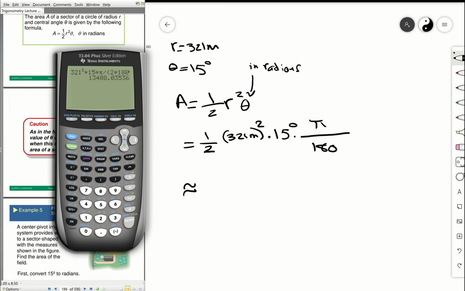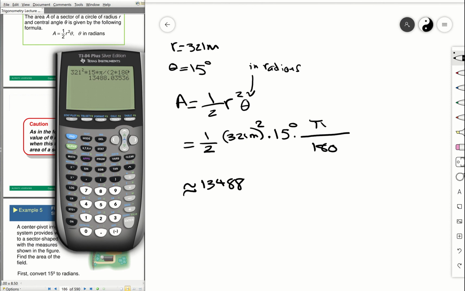And we end up with approximately 13,488 to the nearest square meter. And don't forget, your final answer should always be presented with the proper units. So that's the area of the sector that is being irrigated.